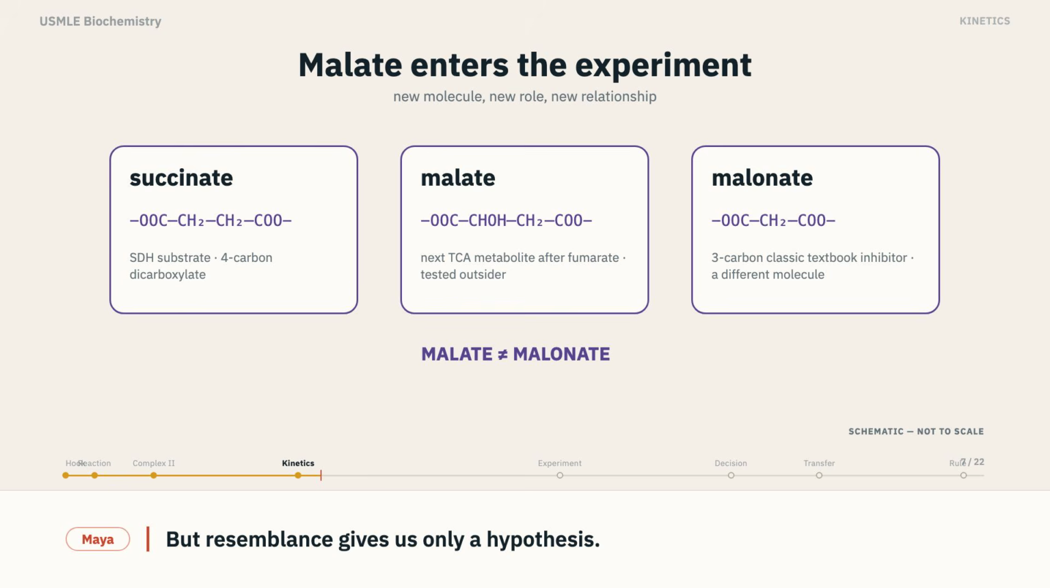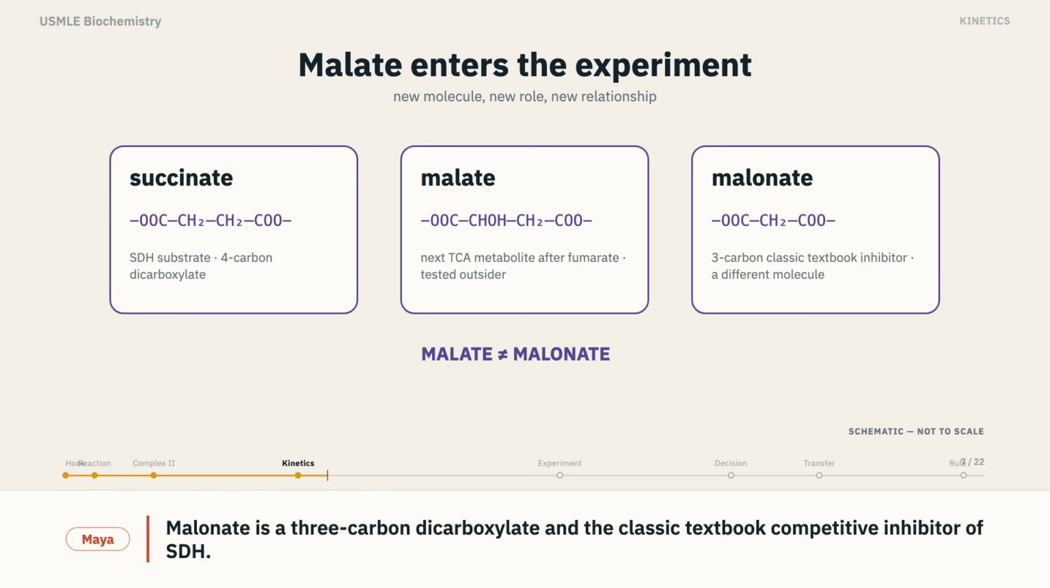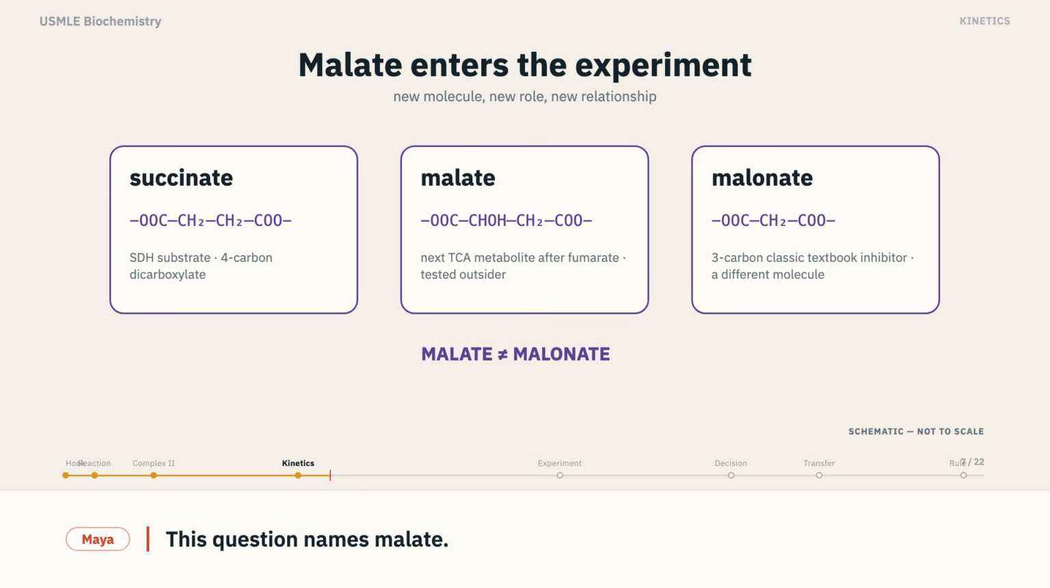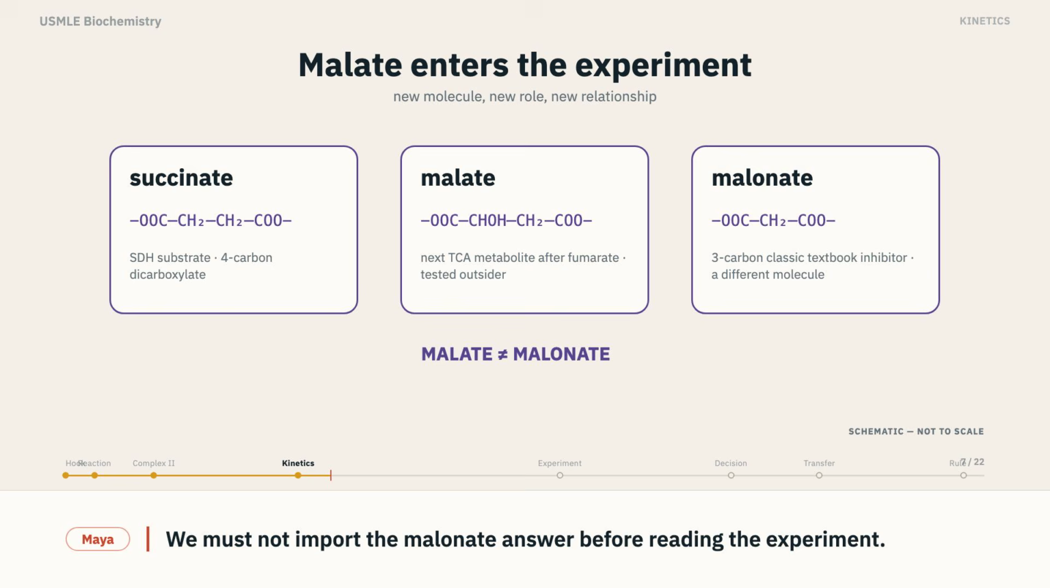But resemblance gives us only a hypothesis. The rate data still have to classify what malate does in this experiment. Now the name trap. Malate is not malonate. Malonate is a 3-carbon dicarboxylate and the classic textbook competitive inhibitor of SDH. This question names malate. We must not import the malonate answer before reading the experiment.